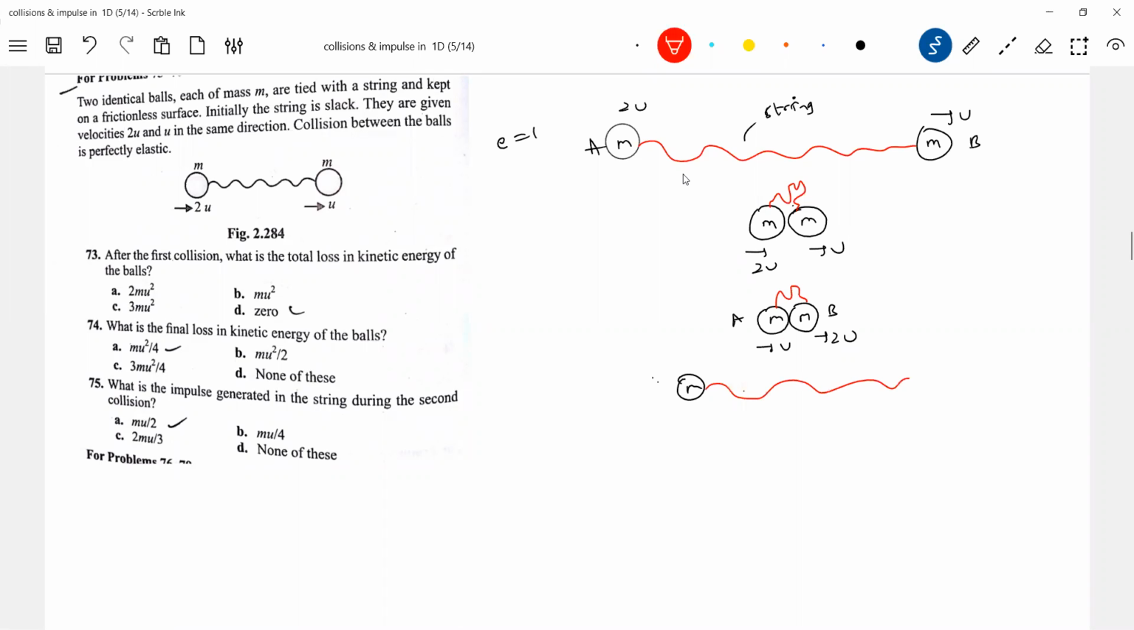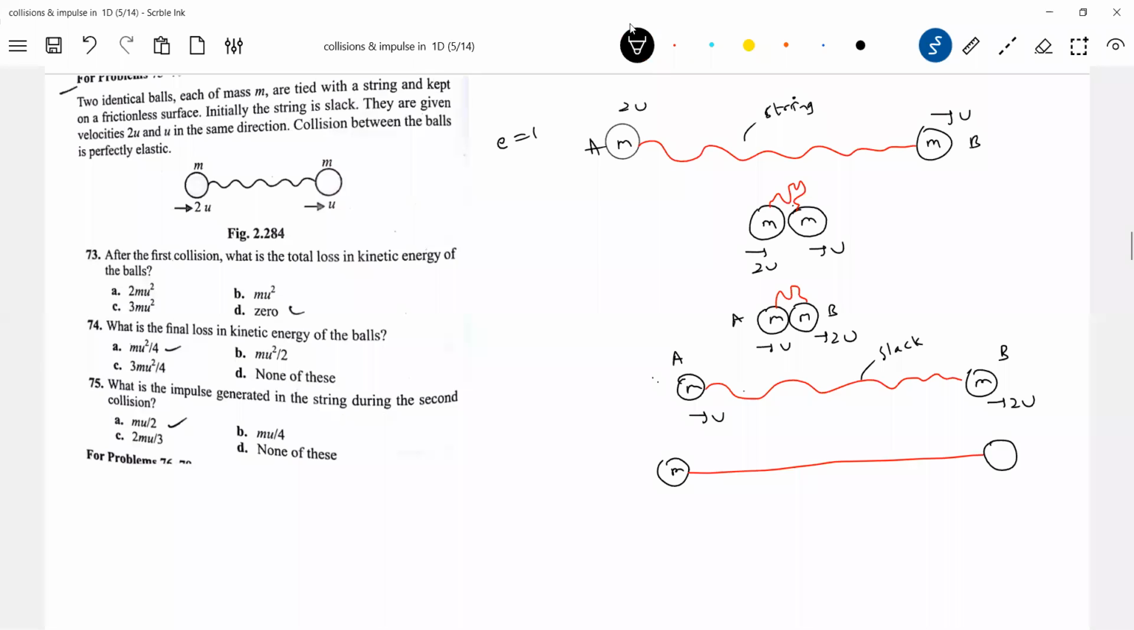The string is still loose or slack. Then the velocity of ball B is more than A at one instant. So what condition will arise? The string will suddenly become taut. Sudden increase in tension: suddenly from 0, the tension becomes non-zero. So will there be any impulse set up? An impulse is set up here. In what direction will the impulse be? Like this, JT.